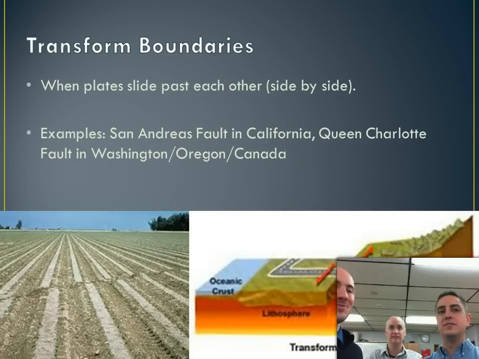So that is it. Those are the boundaries. That was vocabulary heavy, so make sure you use your notes while you go over your checkpoint. Do your checkpoints, guys. Kick butt.